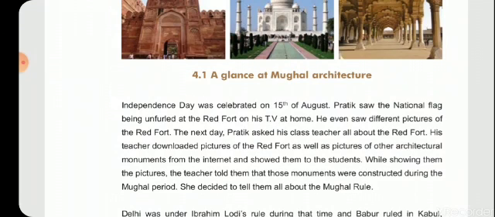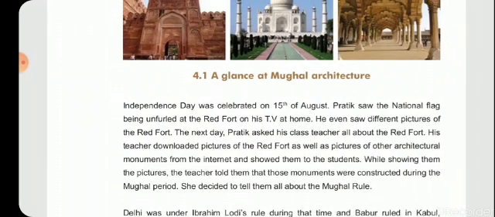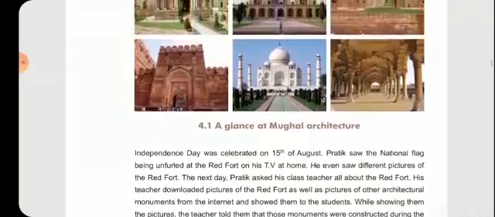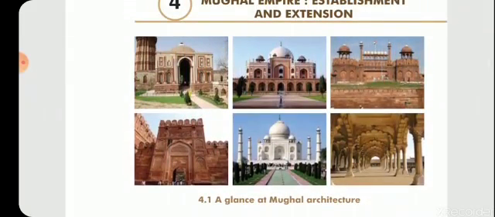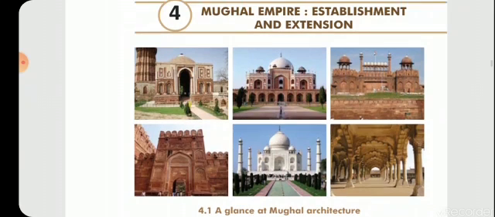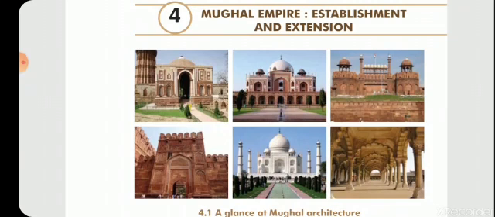While showing them the picture, the teacher told them that those monuments were constructed during the Mughal period. She decided to tell them all about the Mughal rule. Now, in this picture 4.1, a glance at Mughal architecture, these are all the monuments that have been built by the Mughals. And in the third picture, in the first line, it's the Red Fort, and on the Red Fort, the Indian flag is being flourished.